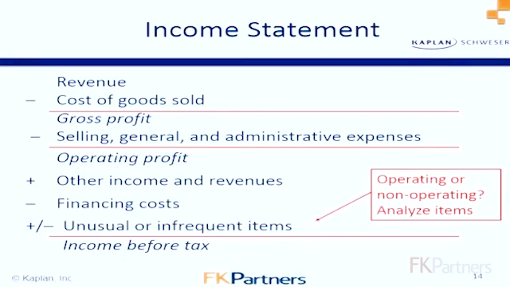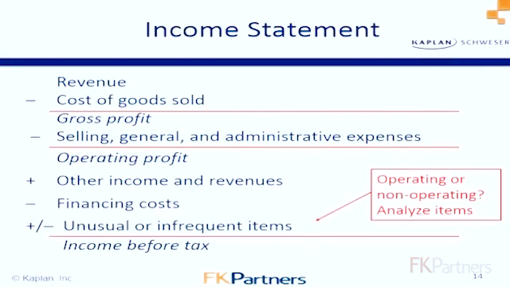Then you've got the SG&A costs there. You can see these are your operating costs to get to an operating profit, also known as an EBIT, earnings before interest and tax. Other revenue or income could be from earning some interest or dividend income on some excess cash that you've invested. Financing costs, also known as interest expense, would be paid on the debt that you carry on your balance sheet.